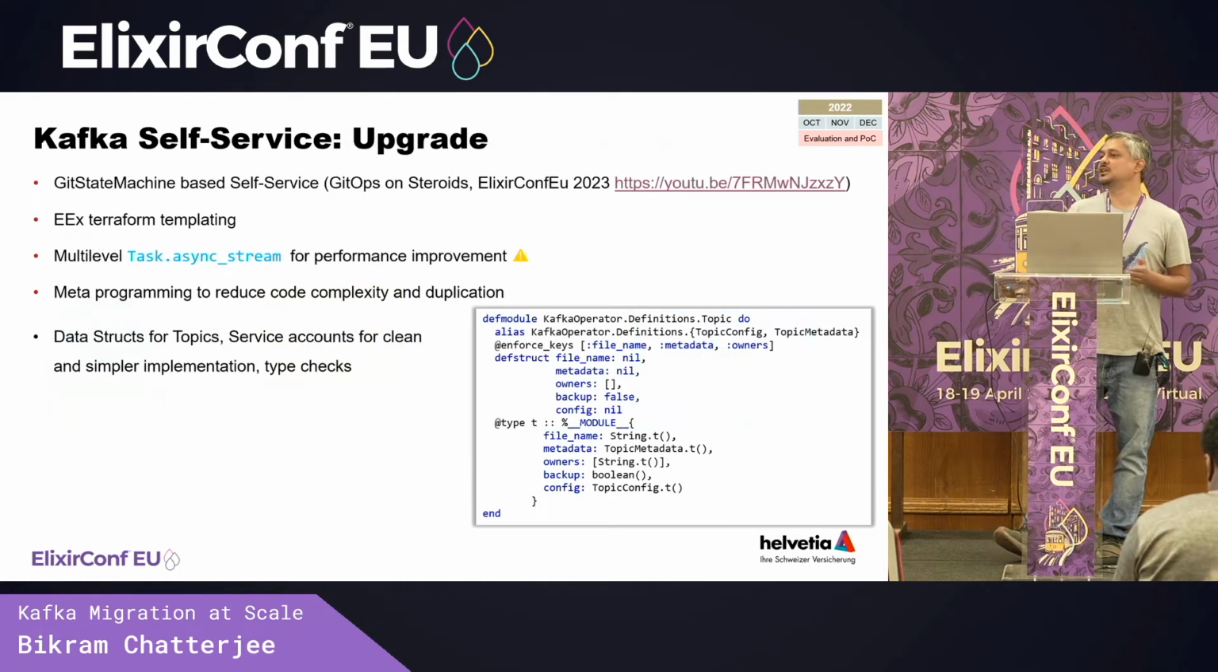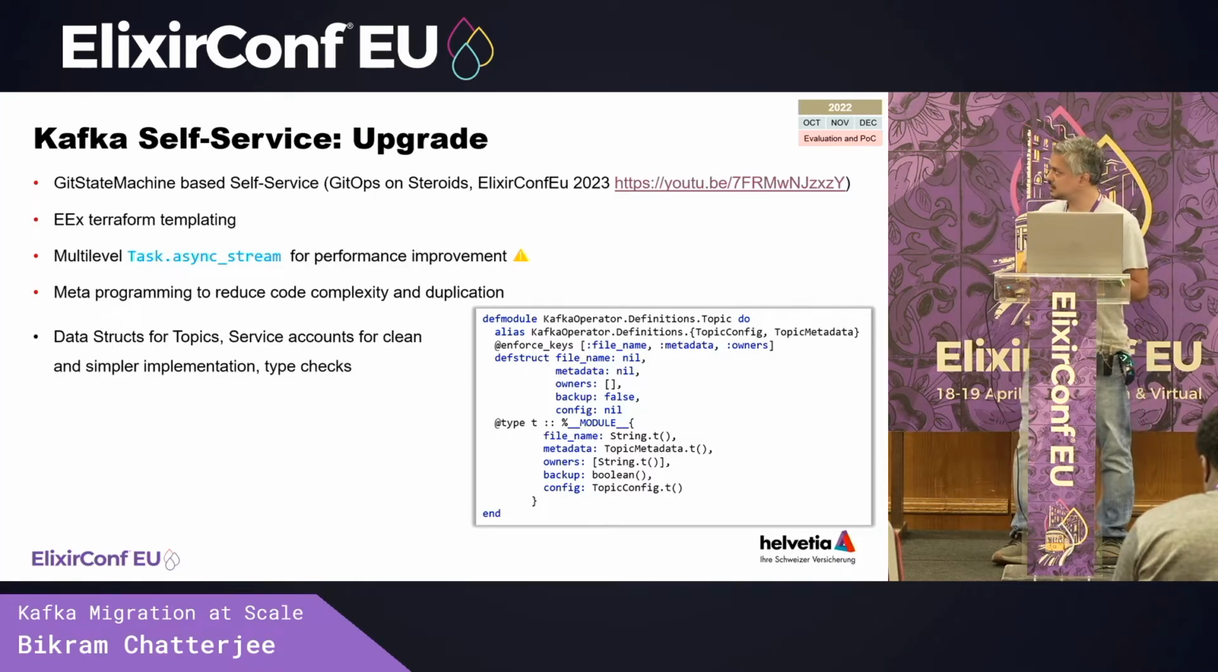From that POC, we needed to do a little bit more work to actually make it self-service ready to handle migration. So the first thing we did is we upgraded our self-service to use the Git state machine-based self-service model that we presented last year. There is a link if you'd like to watch our presentation from last year.